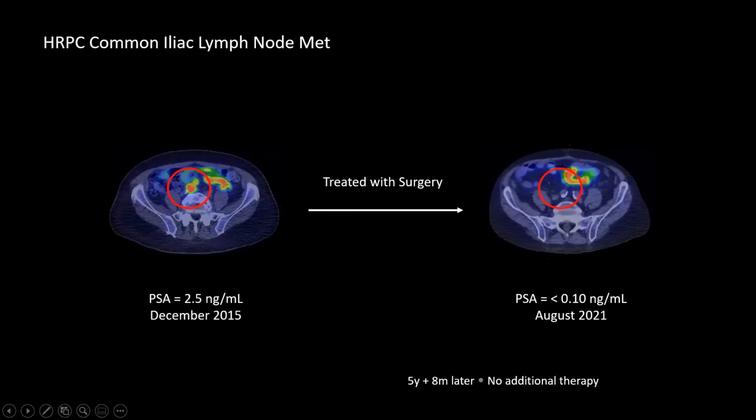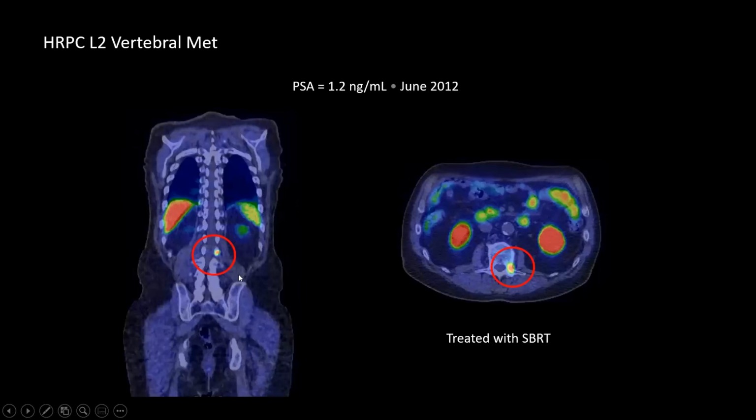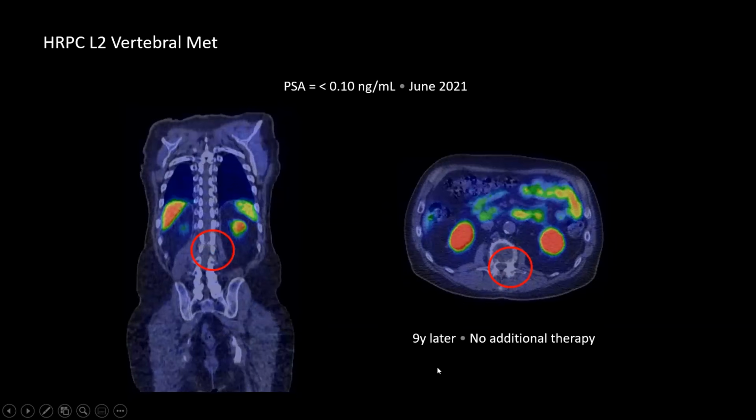But then we have these patients that we treated so many years ago where we found hormone-resistant prostate cancer, and we've done things like treat it with surgery, PSA 2.5 while on hormone therapy. We pluck it out, and then years later, 5 years, 8 months later, no evidence of disease. Patients not on any further therapy. Likewise, this gentleman that I presented way back when, PSA 1.2, hormone-resistant disease, L2 spine, treated with radiation. 9 years later now, no additional therapy.